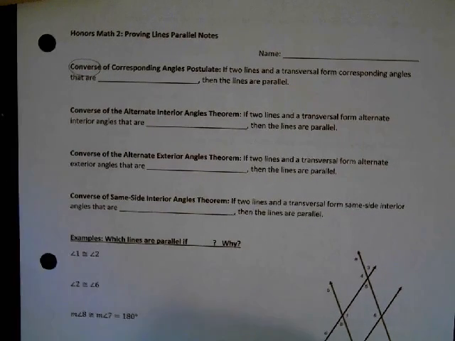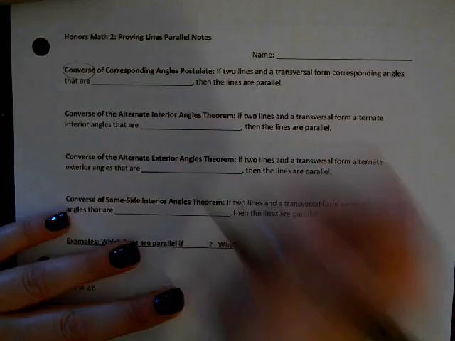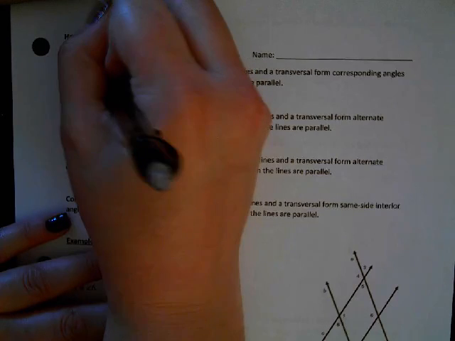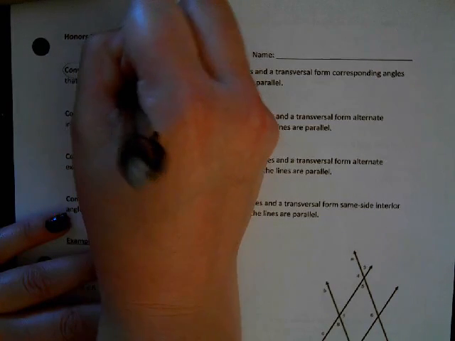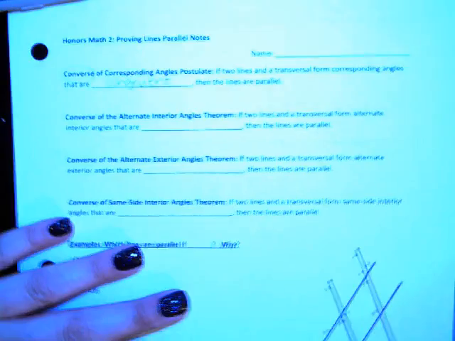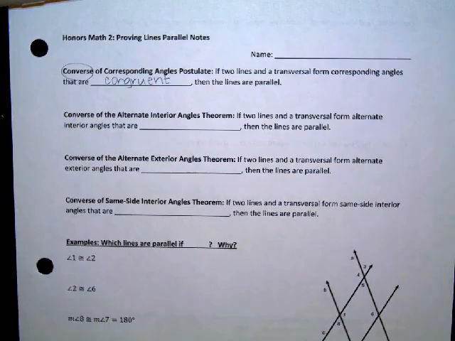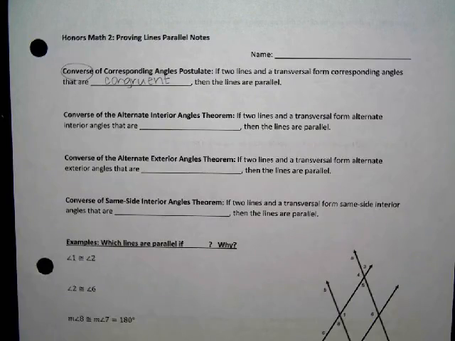The converse of the corresponding angles postulate is kind of saying the opposite. So if two lines and a transversal form corresponding angles that are congruent, so if you look at the angles and they are congruent, then you can conclude that the lines are parallel. See how that's the opposite? Instead of starting with the lines are parallel, then the angles are congruent, we're starting with the angles are congruent, therefore the lines are parallel.